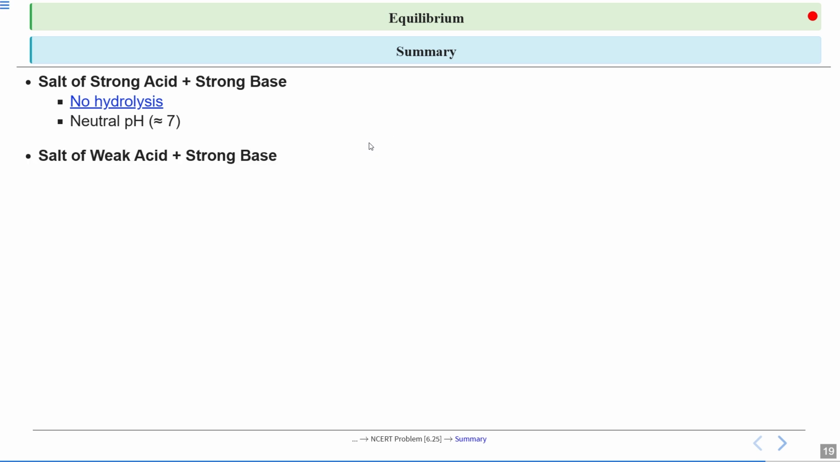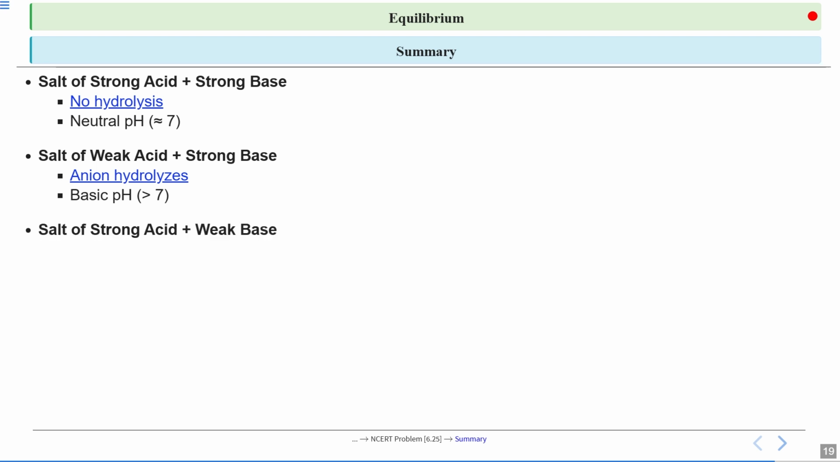The second type which we saw was the salt of a weak acid and strong base. Remember, you have to decide the nature of the salt by looking at the precursors. If your precursor has a strong base, your nature will be basic. If your precursor has a strong acid, then your nature will be acidic. So here the base is strong, so the pH will be greater than 7 and the solution will be basic, and the ion which will get hydrolyzed will be the anion.